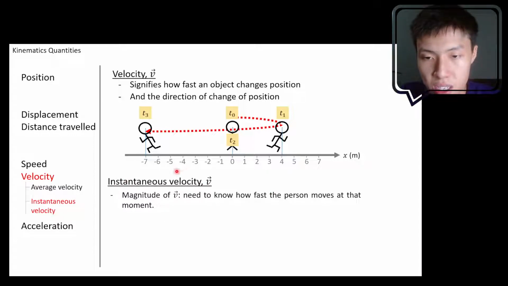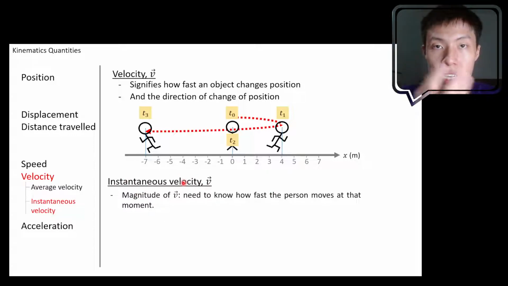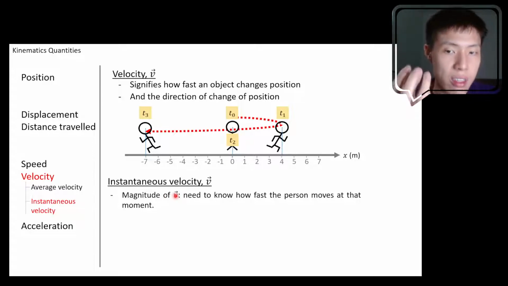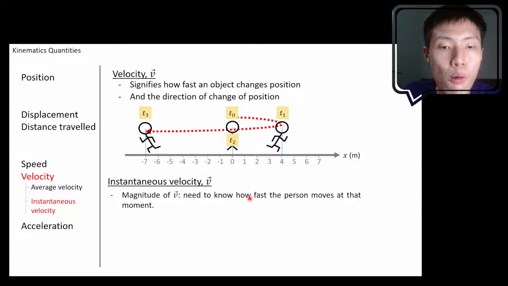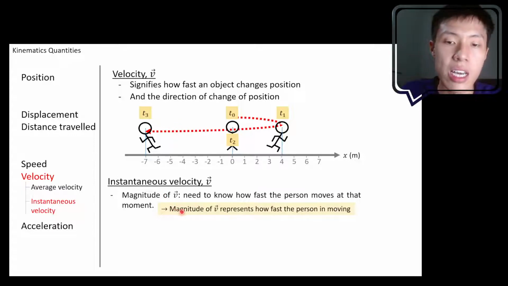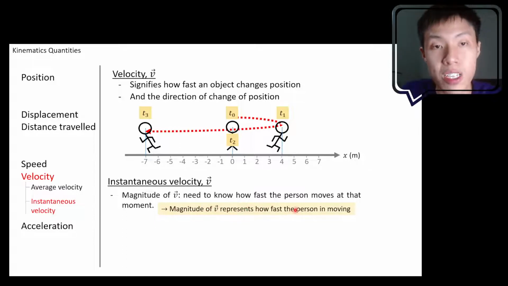So instantaneous velocity, when we talk about velocity, there should be a magnitude and a direction because it's a vector quantity. To determine the magnitude of velocity, we really need to know how fast the person is moving at that particular moment. Okay, let's say I focus on a specific time t over here. I have to know how fast the person is moving at time t in order to fill in the blank for the magnitude of the velocity at time t. So the magnitude of velocity actually represents how fast the person is moving.